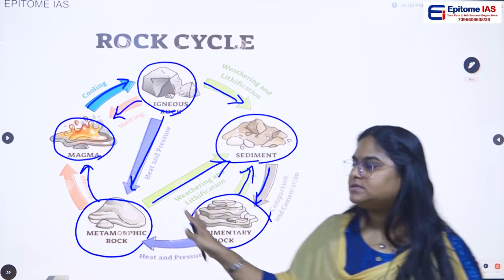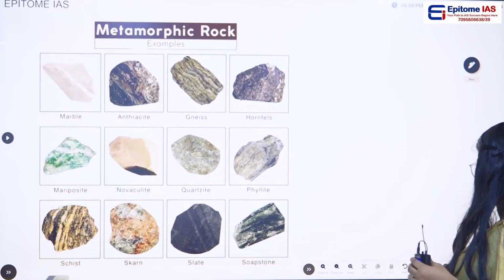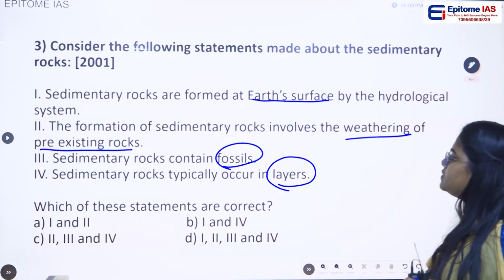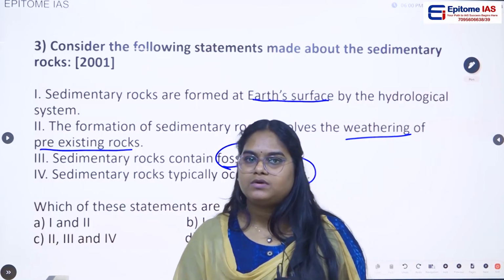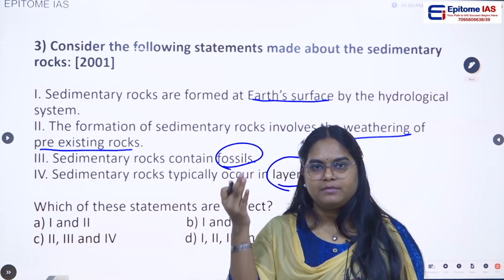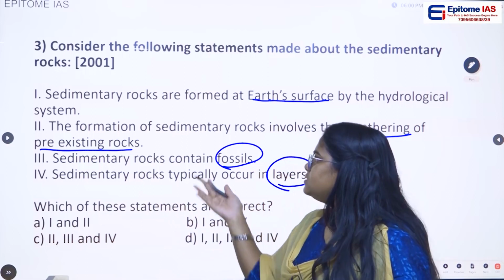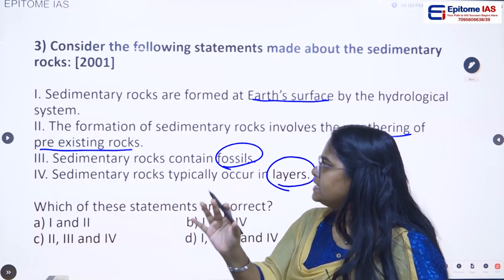Okay, so these are some of the different ways. There is no single way of forming these rocks. Now this particular question talks only about the sedimentary rocks. We read about the three rocks, the igneous, sedimentary, and metamorphic rocks, and this question talks about the sedimentary rocks.